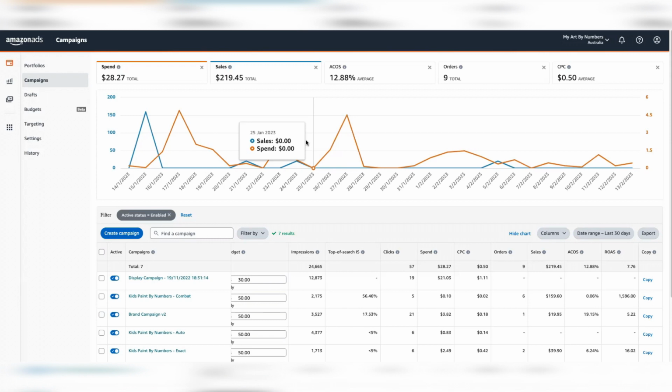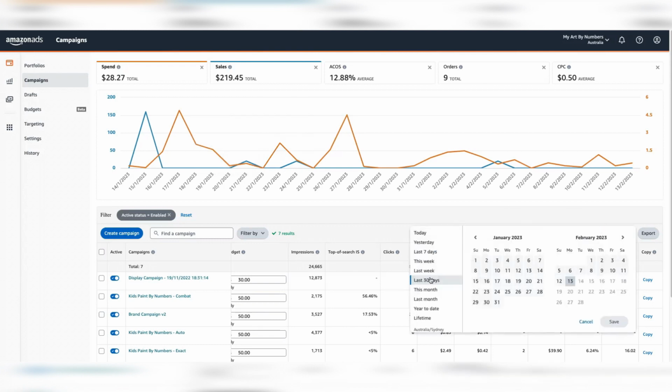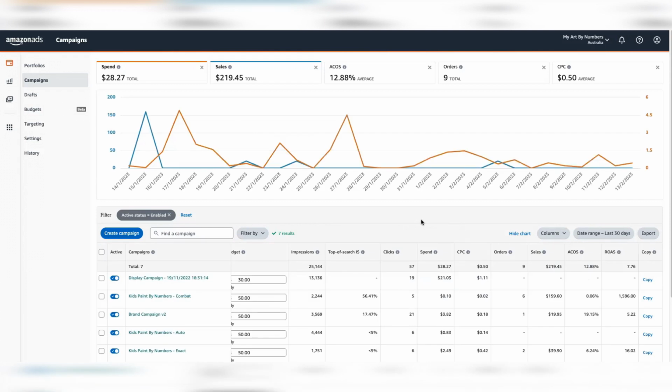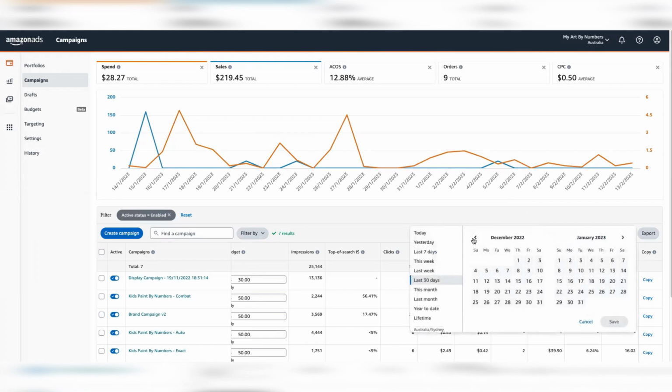In terms of data sets, typically, if I'm optimizing an account regularly, then I'll be looking at the last 30 days of data. You can change the date range here. There are different date ranges that you can set. If I'm looking at a client's account for the first time, then I might look at a longer date range, say the last 3 months or so, just to get a wider scope, and then compare that back to the last 30 days.